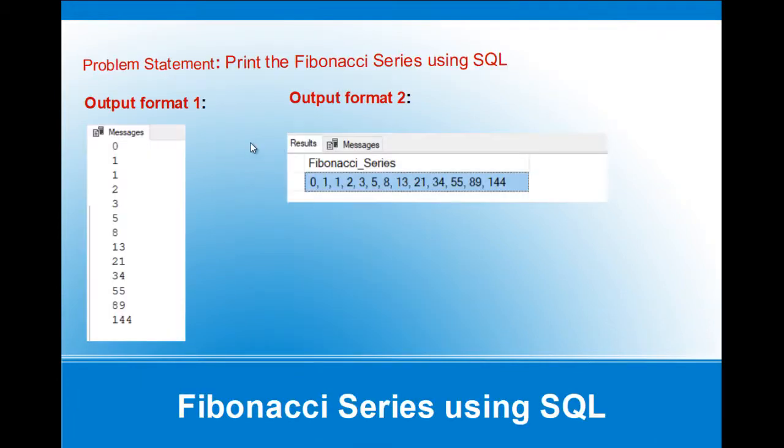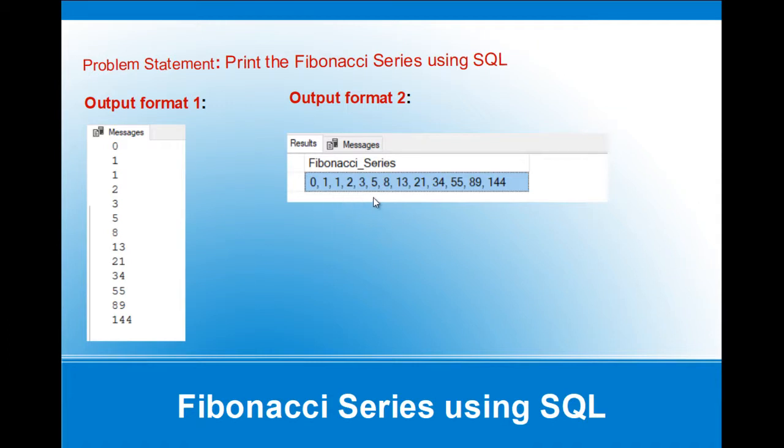So let's see today's question. To print the Fibonacci series, there are output 1 and output 2. Output 1 we are just printing, and output 2 we are having as comma separated values. Let's give a brief background about this Fibonacci series.